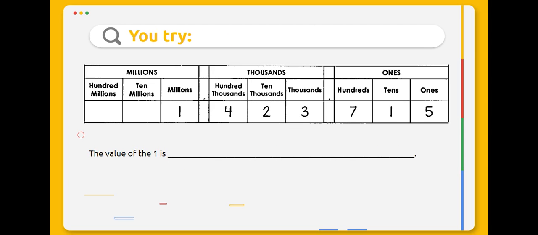What is the value of the 1? Go ahead and pause this video and try to work it out. Then come back and see if you got it right. Okay, you should have said 1 million. You should have put a 1 and you should have had 6 zeros because there's 1, 2, 3, 4, 5, 6 places behind there. Good job.